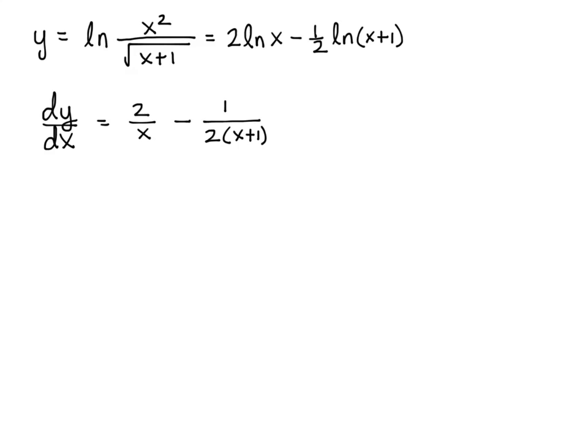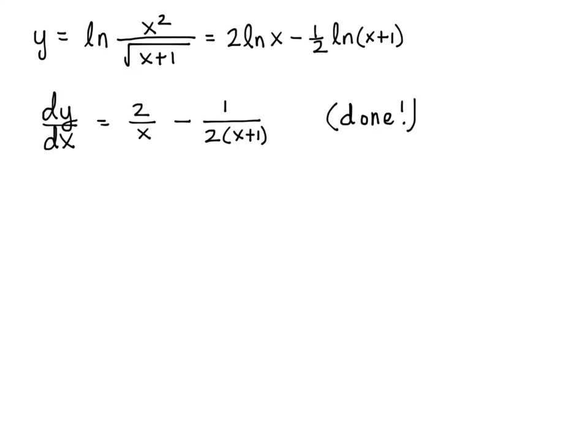And I'm done. Derivative of 2 log of x is just going to be 2 over x. Derivative of 1/2 log of x plus 1 is going to be 1/2 times 1 over x plus 1 times the derivative of x plus 1, which is just 1. So I'm there, okay? So we're done here. This is a perfectly good answer.